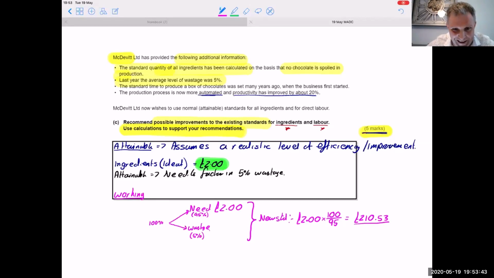Perfect. Someone actually did the maths ahead of me there. Luke did it. Perfect stuff. Well done, Luke. That was awesome. No, absolutely right. So multiply by 100 over 95.